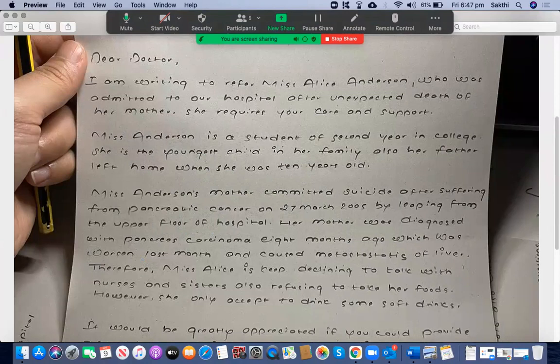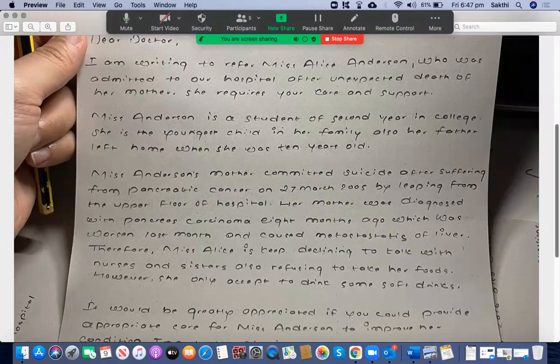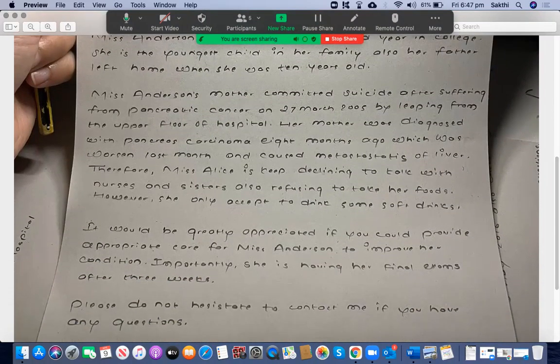Her mother was diagnosed with pancreatic carcinoma 8 months ago, which was worsened last month. Okay, which was worsened last month. All right, and caused metasto. Can you please tell this? I couldn't read this word. Sorry.